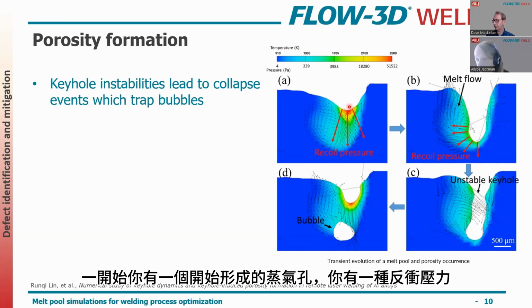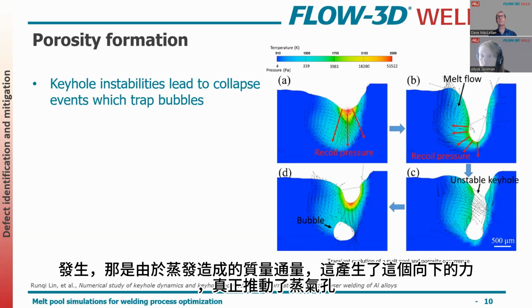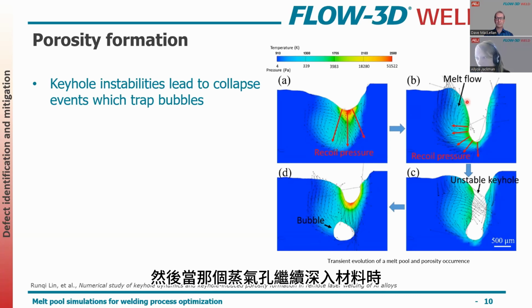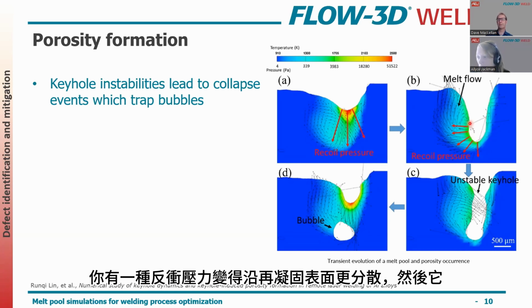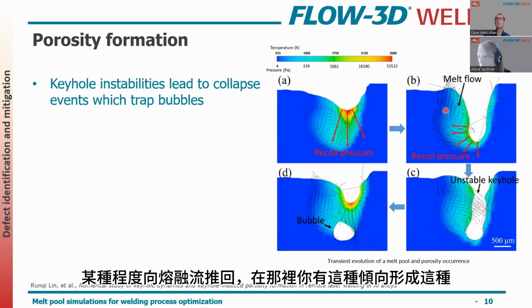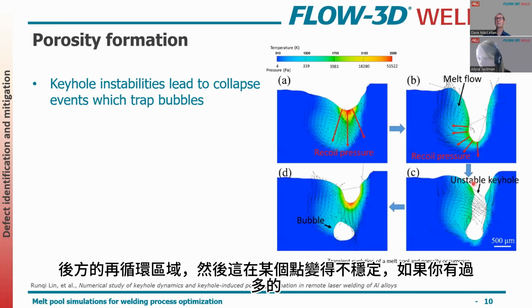You have this recoil pressure that happens where you have mass flux due to vaporization. And that creates this downward force that really drives the keyhole. And then as that keyhole continues to penetrate into the material, you have this sort of recoil pressure that becomes a bit more spaced out along the free surface. And then it kind of pushes back towards the molten flow, where you have this propensity of this kind of recirculation zone back here. And then this becomes unstable at some point.